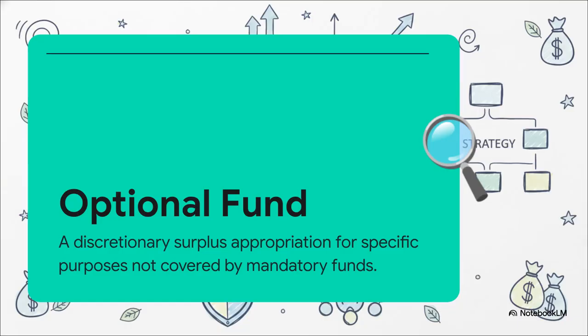Okay, so by definition, the optional fund is a discretionary appropriation of your net surplus. What does that actually mean for us? Basically, it's money set aside by the co-op for very specific purposes that aren't already covered by your standard mandatory funds, like the General Reserve or the Education and Training Fund. It gives your cooperative this ultimate flexibility to address strategic needs, drive innovation, or even build up contingencies, all driven by your own bylaws and, of course, the General Assembly's approval.